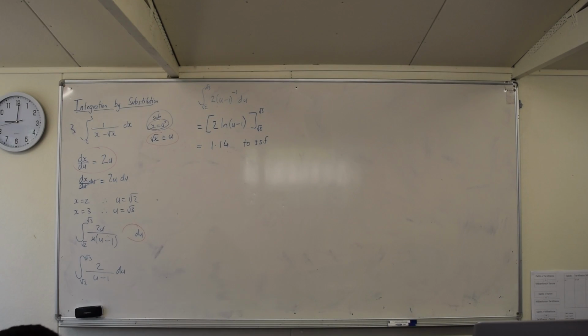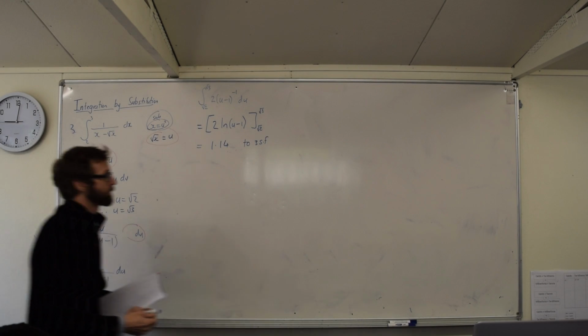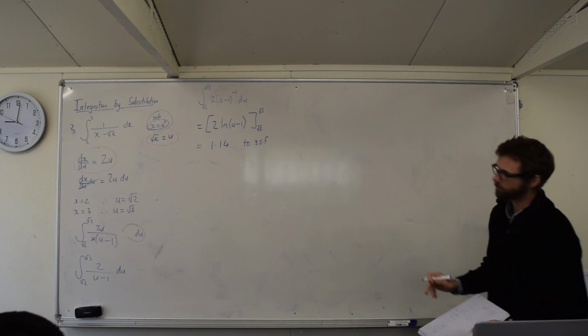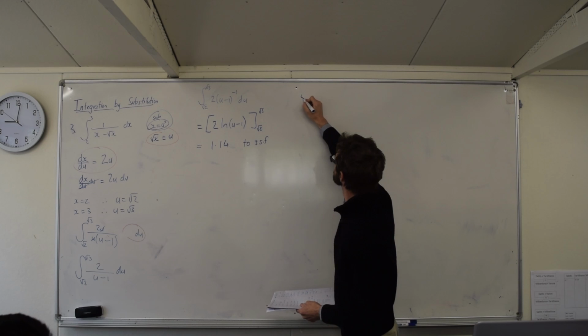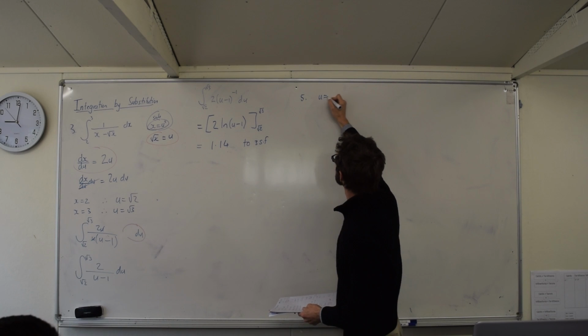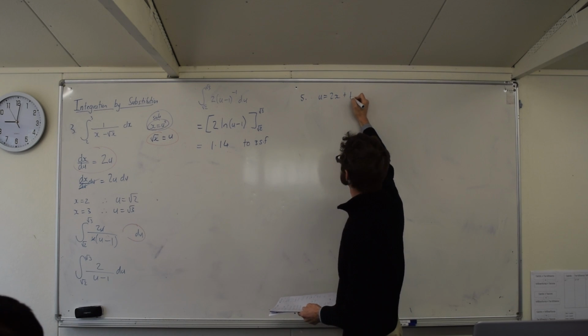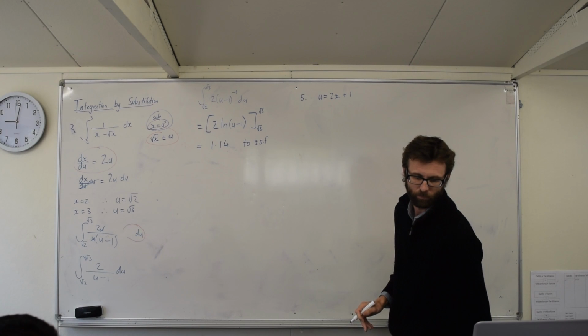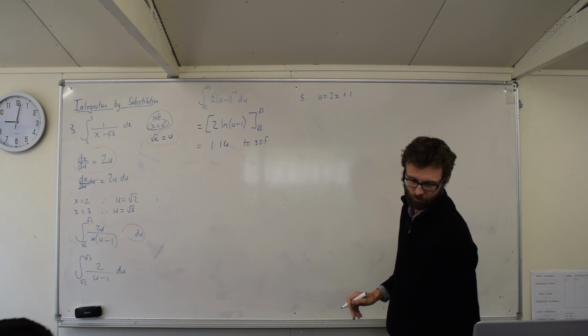Alright, so number 5, what have we got? Do you want to tell us what's in here, Asian? What have we got? Use a substitution u equals 2x plus 1. Find the area bounded by the graph of y equals x all over square root 2x plus 1, the x-axis and the line x equals 2.